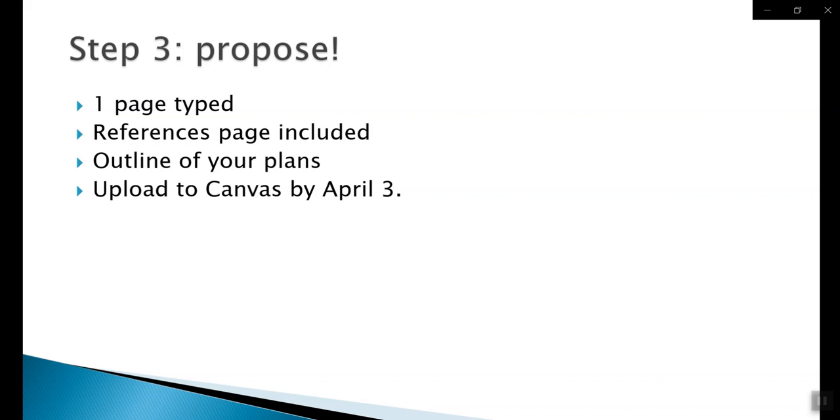So your very first product that you have to have is your proposal. I'm looking for a page of typed information about what you plan to do. That's relatively informal, but that lays out your plan. And I also want you to attach a references page.